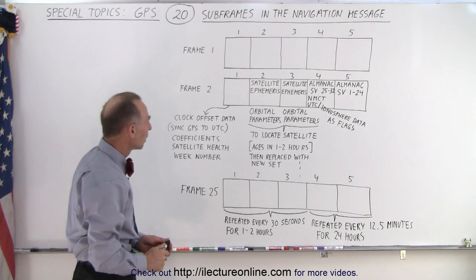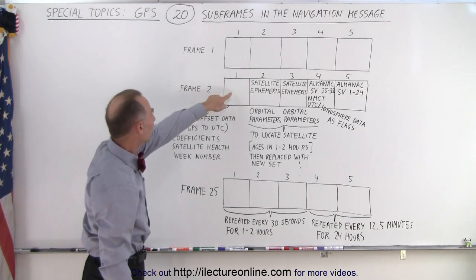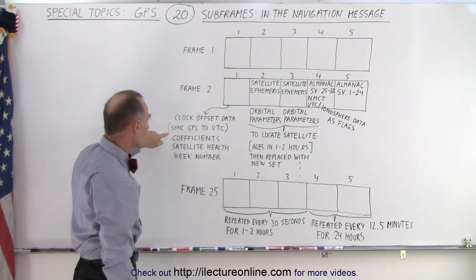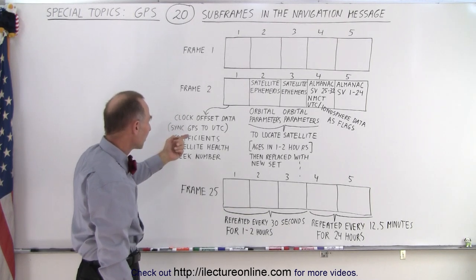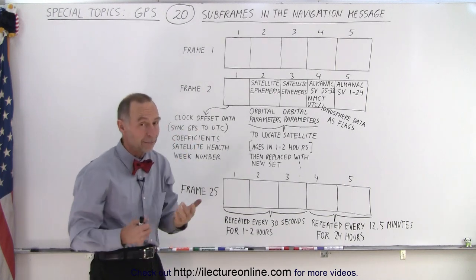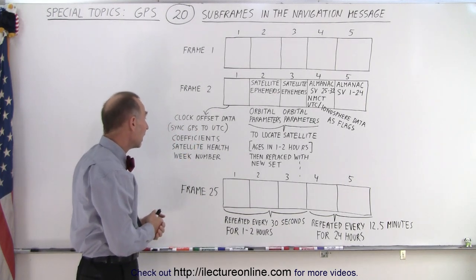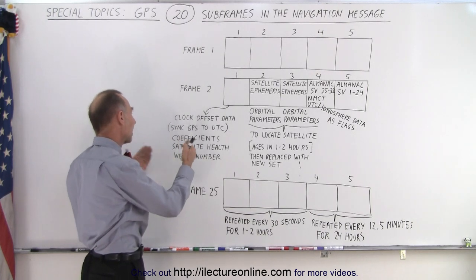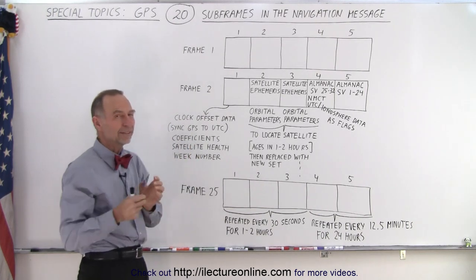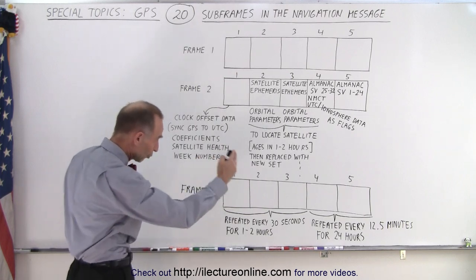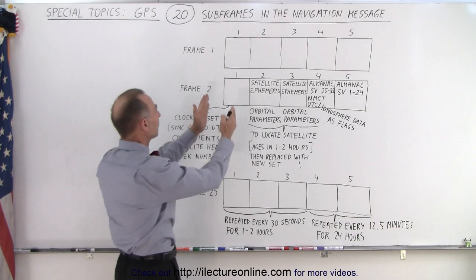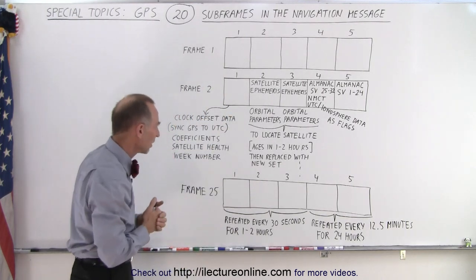So why is that? Well, in subframe one, we have what we call the clock offset data, which allows us to sync the GPS time to the UTC time, that's the universal time. And it has some coefficients to be able to do some curve fitting. It has the satellite health, and it also contains the week number. And again, we're going to show you in more detail what is contained within each of the subframes. But this is the information that's generally in subframe one.